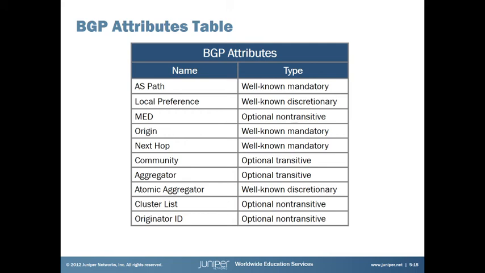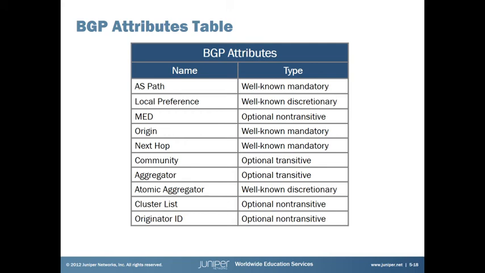We've got optional transitive, not required to be supported by all BGP implementations, but if they are, they should be passed along unchanged to other peers. We've got aggregator as one of those. We've got community is also one of those. So we've got these two other BGP attributes in the optional transitive category.